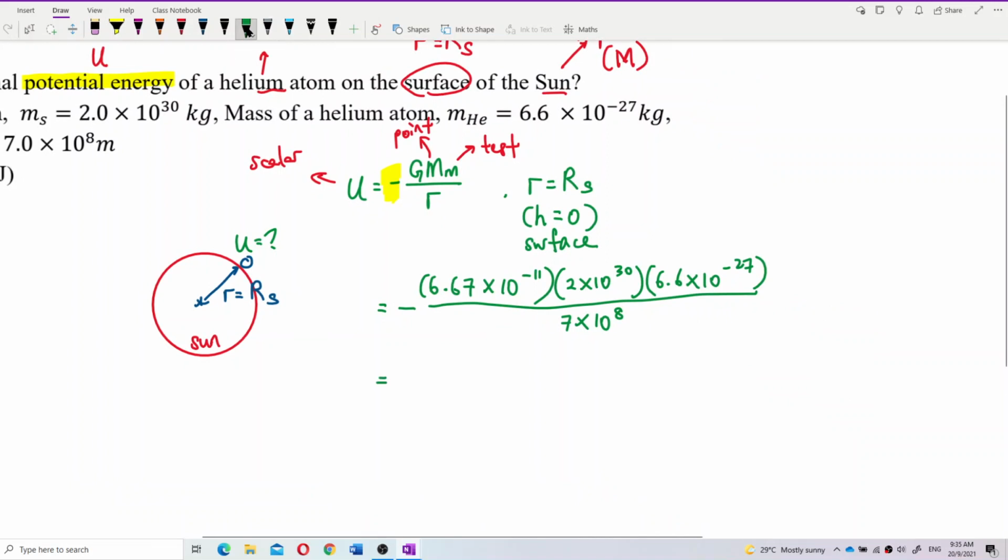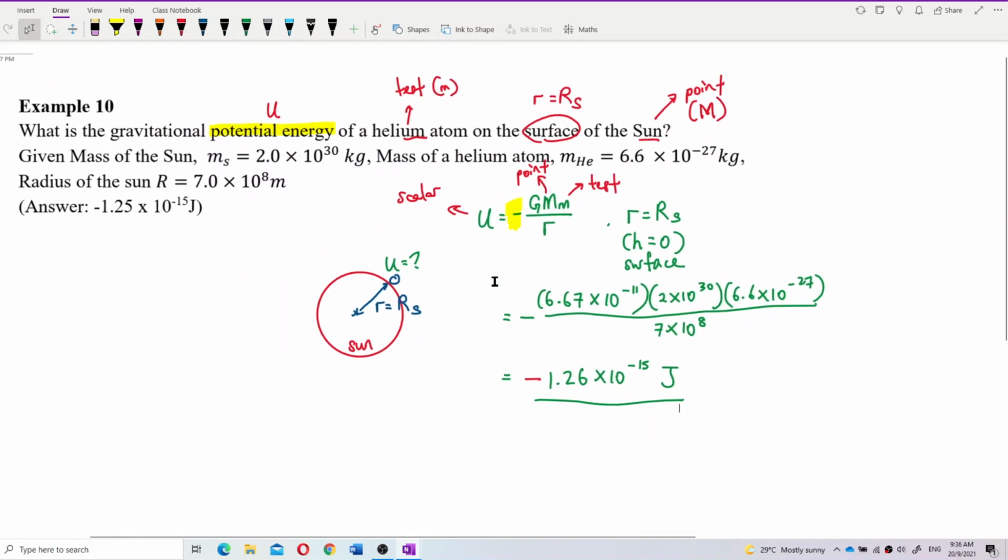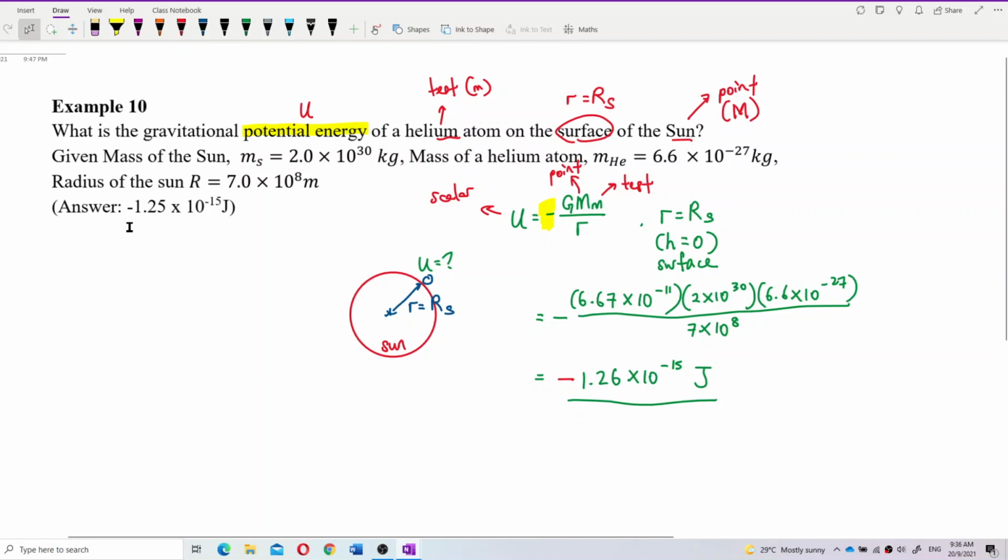Let's calculate the value and see what the answer is. I got the answer already. The answer is negative, remember, potential energy has a negative sign. The answer is 1.26 exponent negative 15, and the unit is joule because it's energy. So is the answer correct? Let's look at the answer. Yes, it's almost correct: negative 1.25 exponent negative 15 joule. Okay, that's the answer.